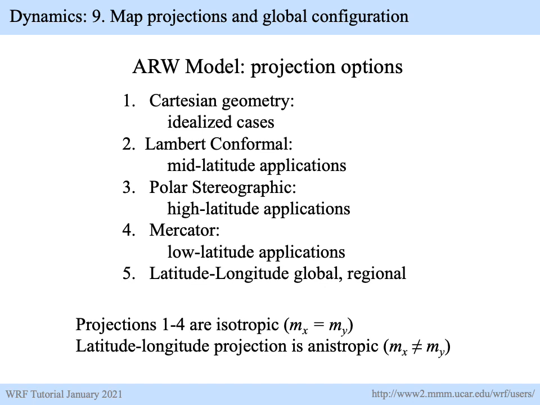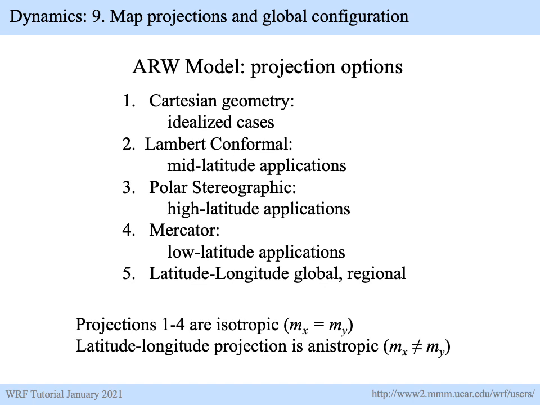The top 4, 1 through 4, share the fact that they're isotropic, meaning that the grid always has the same ratio, delta x to delta y. And the map scale factors, which are essentially a measure of that ratio, that show up in the equations of motion, in the projections are always equal.